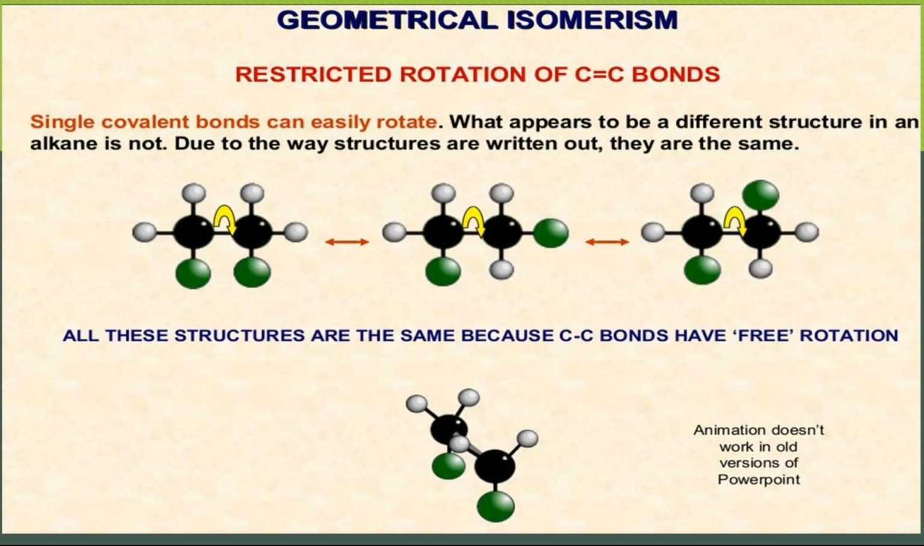So what is restricted rotation of a carbon-carbon double bond? Single covalent bonds can easily rotate, yes or no? When you have a single bond, it is easy to rotate, but rotation is difficult in double bonds. So what appears to be a different structure in an alkane is not; due to the way structures are written out, they are the same. These are carbon-carbon single bonds, so if you rotate, there is no breakage of the bond. All these structures are the same because carbon-carbon single bonds can rotate.